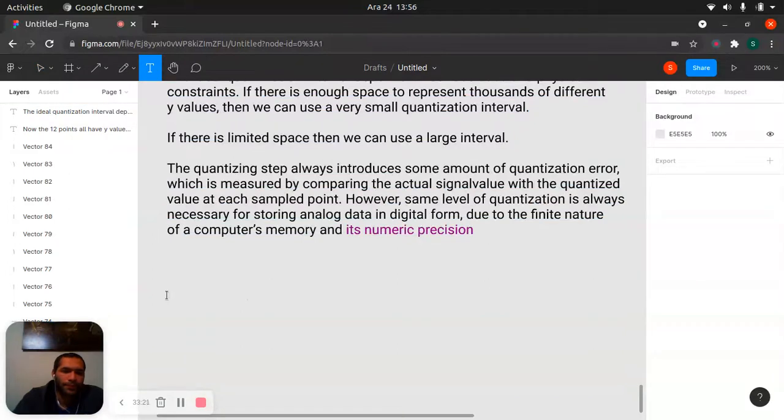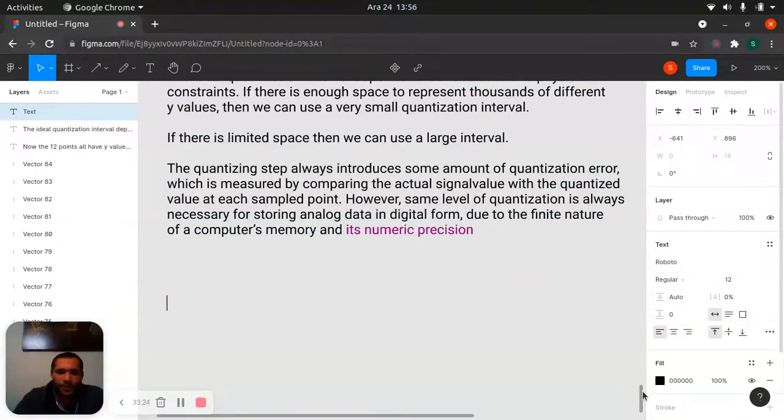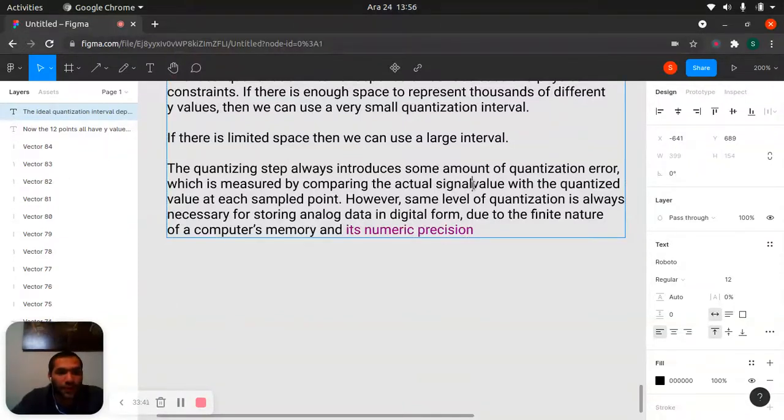Okay, our other topic. So here we can speak also about it. The quantizing step always introduces some amount of quantization error because it is measured by comparing the actual signal value with the quantized value at each sample point. However, some level of quantization is always necessary for storing analog data in digital form due to the finite nature of the computer's memory and its numeric precision. It's good.